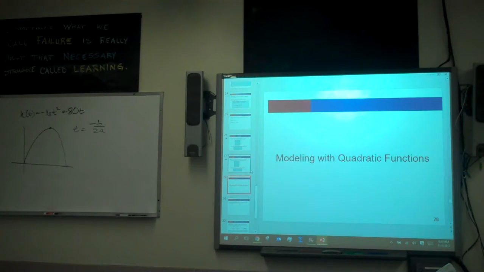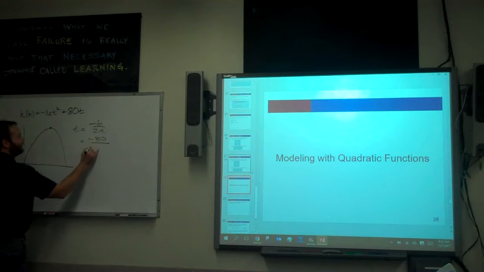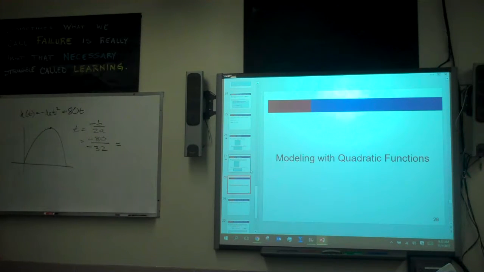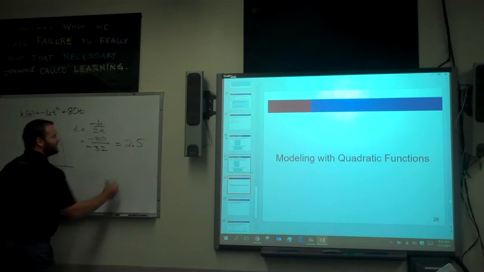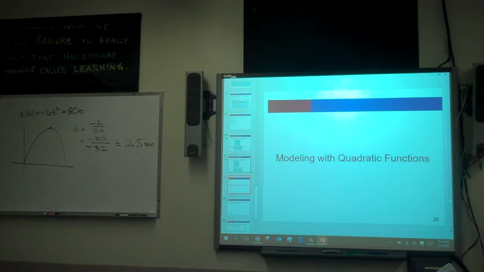Sorry. So t is the opposite of b over 2a. We should be able to find that pretty easily now, right? Negative 80 divided by negative 32. What's that equal? 2.5. So at a time of 2.5, say we're doing this in seconds, 2.5 seconds, we reach our maximum height.